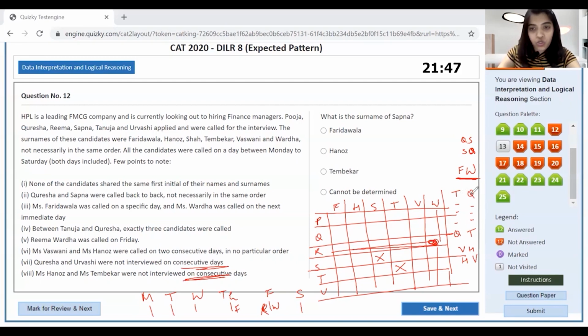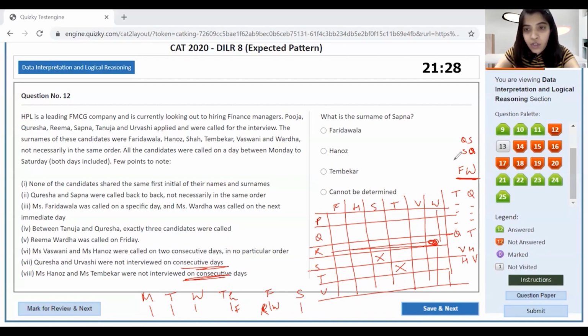T or Q. So these days can be what? Either Monday, Friday or Tuesday, Saturday, right? To have 3 days in between. Now, if you look at Monday, Friday, there's Rima here. Rima is neither Tanuja nor Quresha. So it has to be Tuesday, Saturday. It can either be TQ or QT.